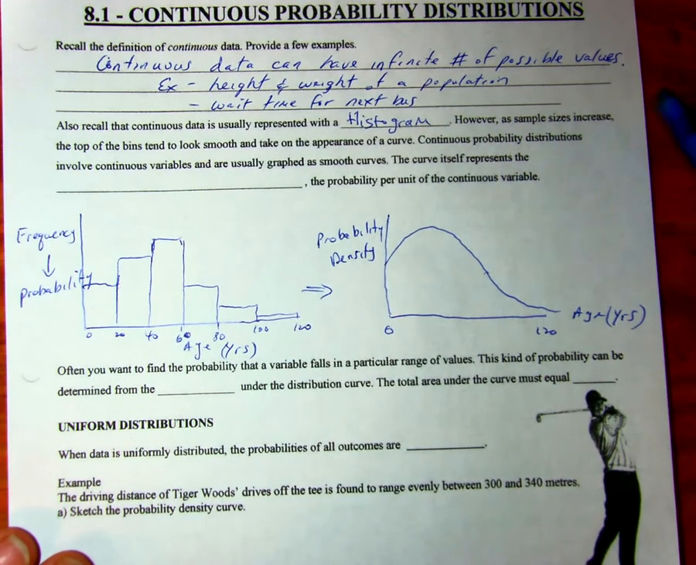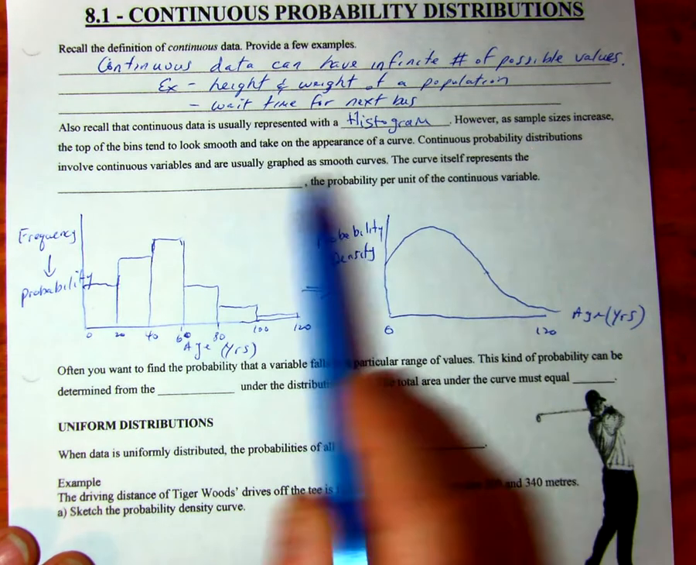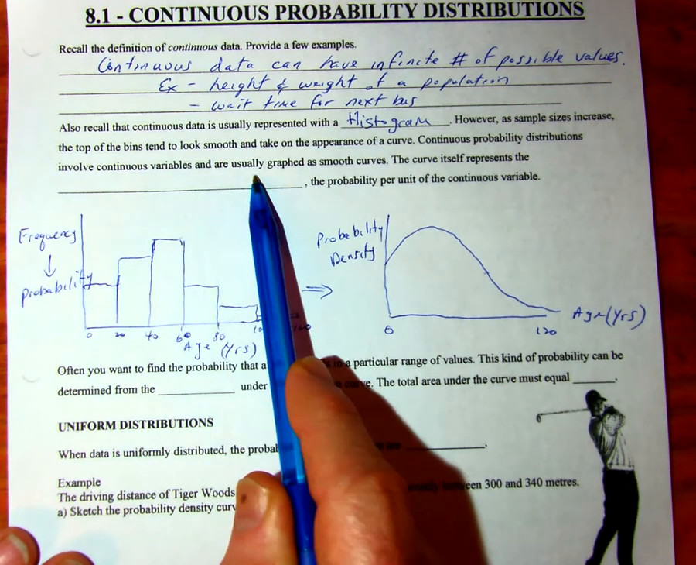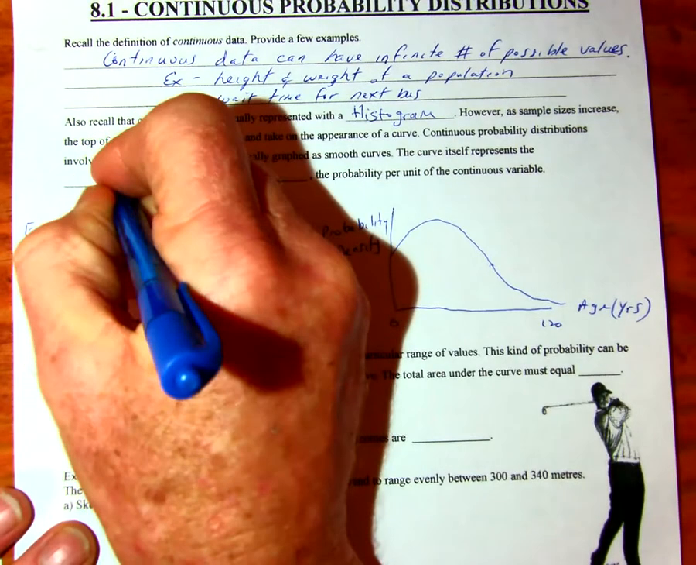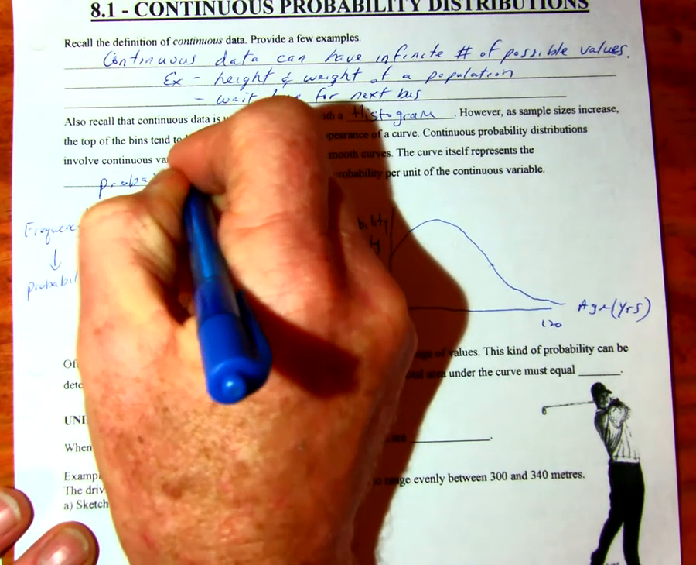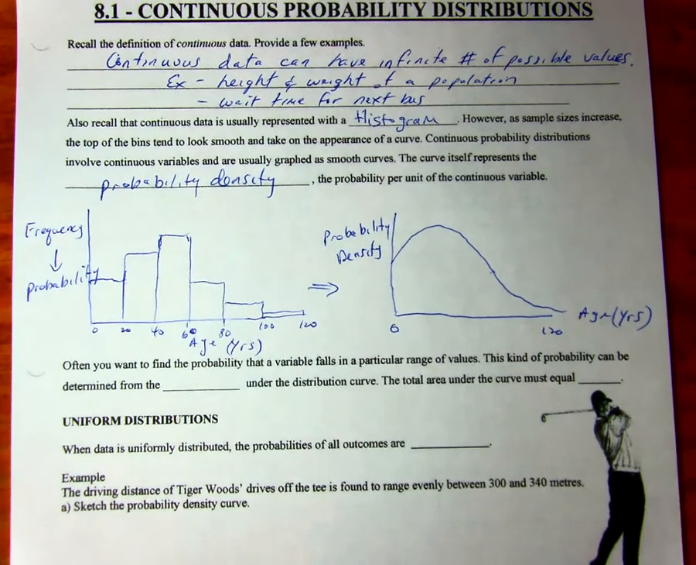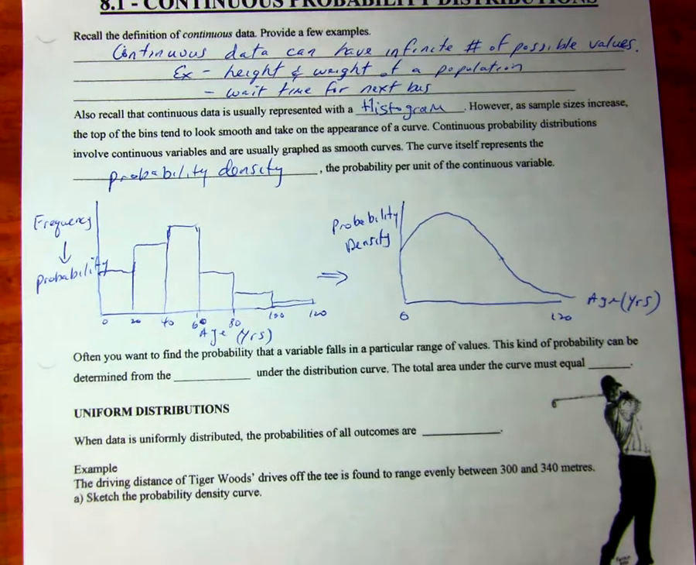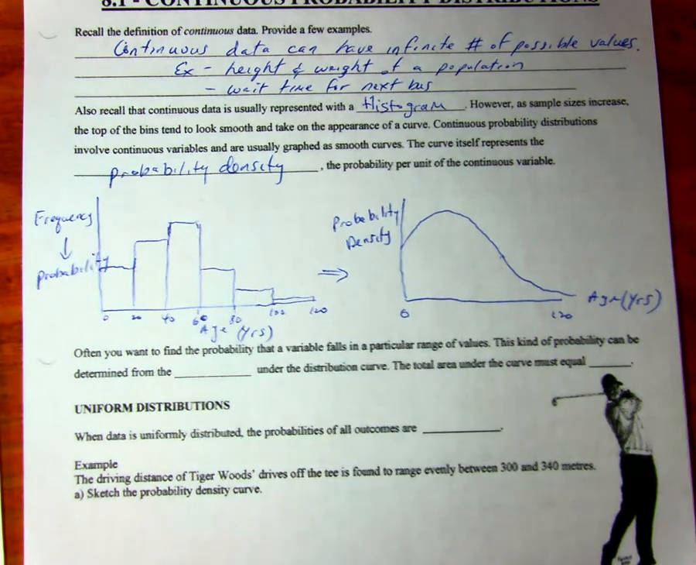However, as sample size increases, the tops of the bins tend to look smooth and take the appearance of a curve. Continuous probability distributions involve continuous variables and are usually graphed as smooth curves. The curve itself represents the probability density. If you draw it as a smooth curve, it turns into probability density, the probability per unit of the continuous variable. That makes sense? So we're just taking a histogram and making the bins infinite in number, so that the bins actually just disappear, and all you see is the top values.